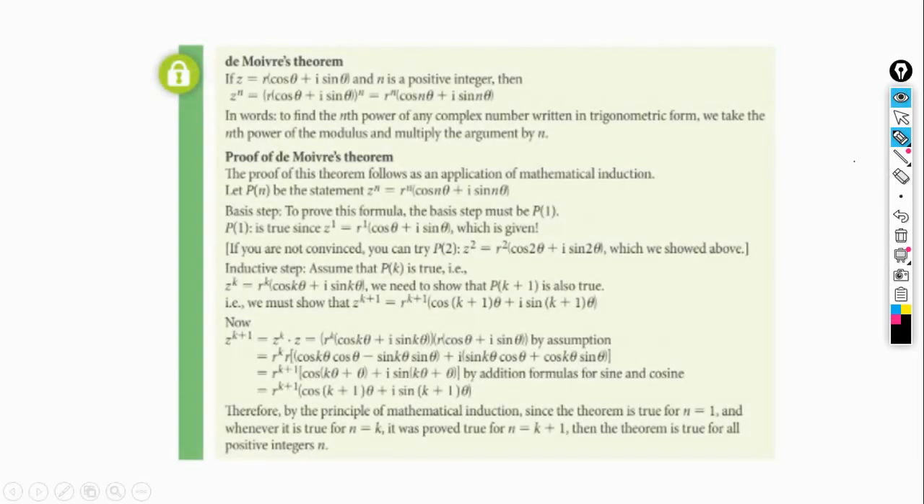So here we have de Moivre's theorem. And basically what it says is that to find the nth power of any complex number written in trigonometric form, we take the nth power of the modulus, which you can see here, and multiply the argument by n. Now here's the proof, which I suggest you study carefully because it's a beautiful example of using the method of induction.